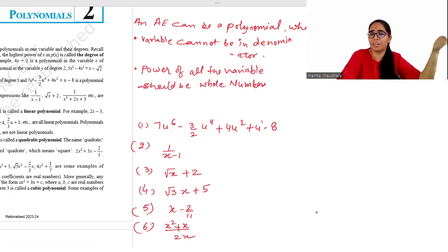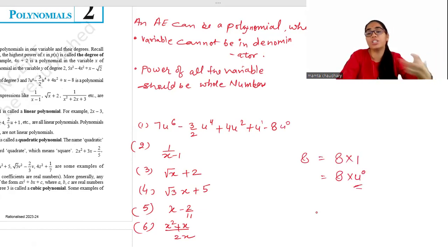And then 8. 8 means constant. A constant can be written as u raised to power 0. Why? Because 8 can be written as 8 into 1, and we know that if we have power 0, then the value converts into 1. So like that, here I can write u raised to power 0. So here I can see each and every power of the variable is a whole number, right? So this first algebraic expression is a polynomial also.